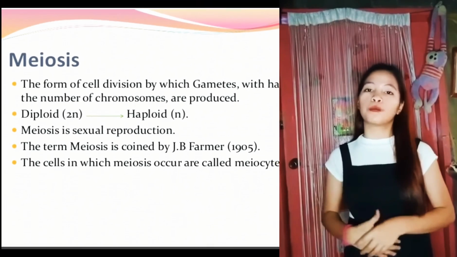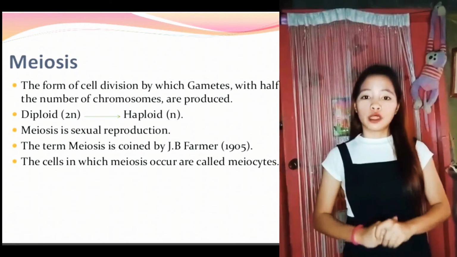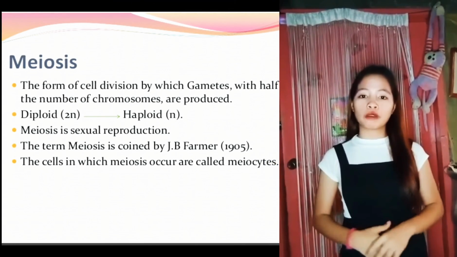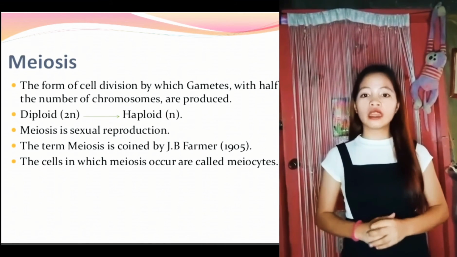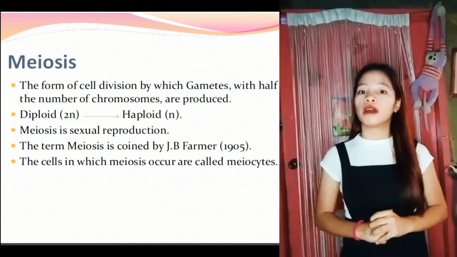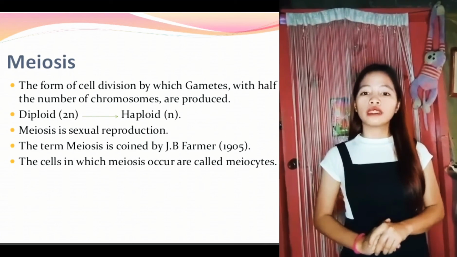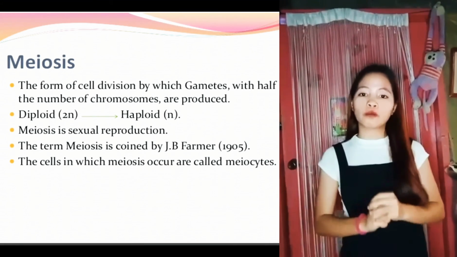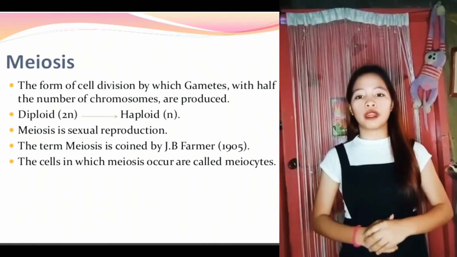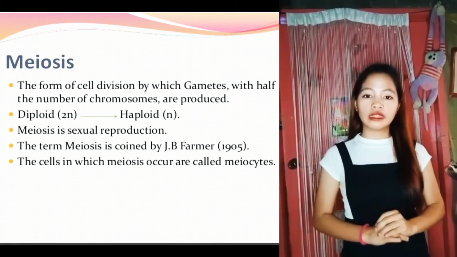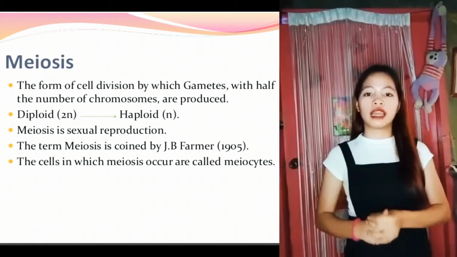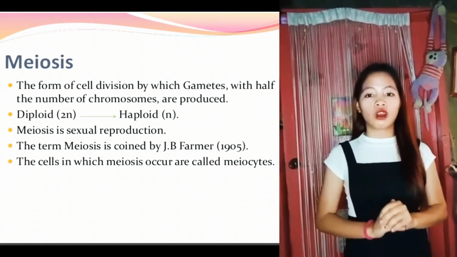Diploid is 2 sets of chromosomes. In humans, 2n is equal to 46. All body cells other than gametes are called diploid. While haploid is 1 set of chromosomes, in humans the number is equal to 23. Gametes, or sperm cells and ova, are called haploid.